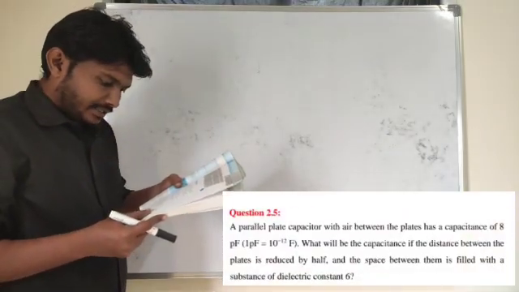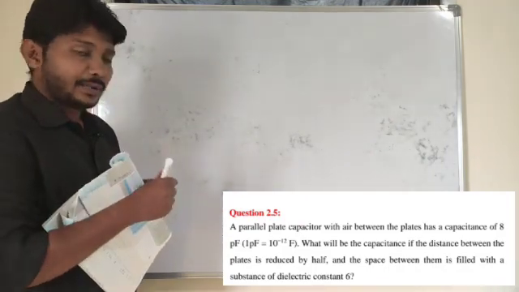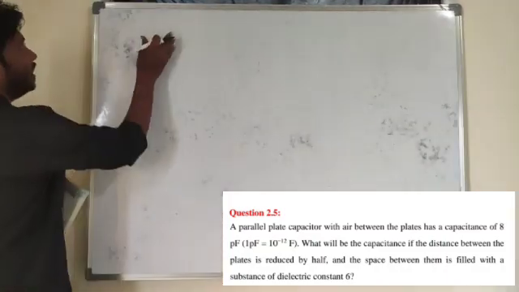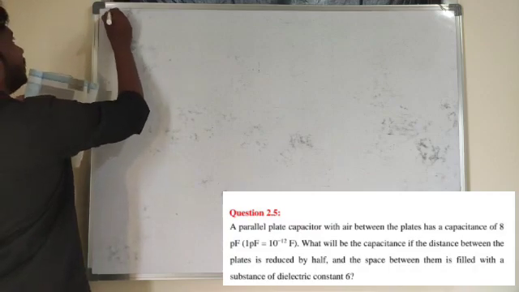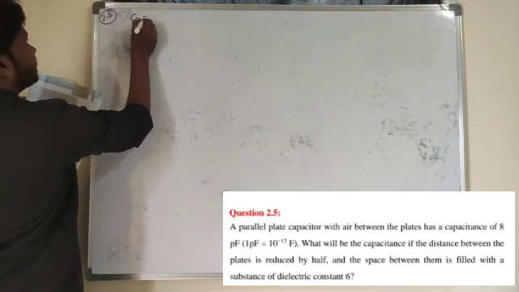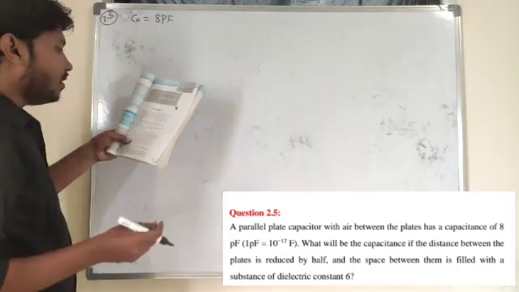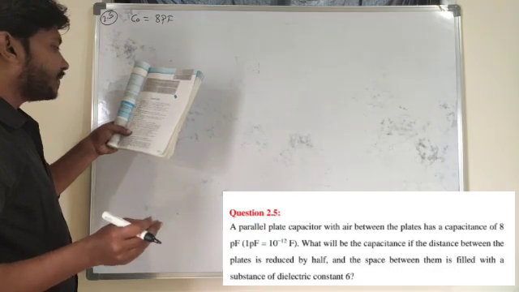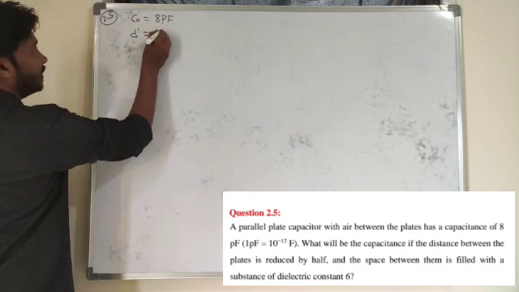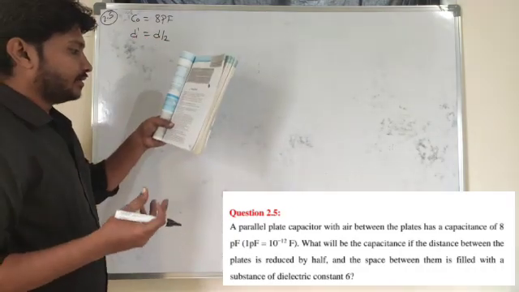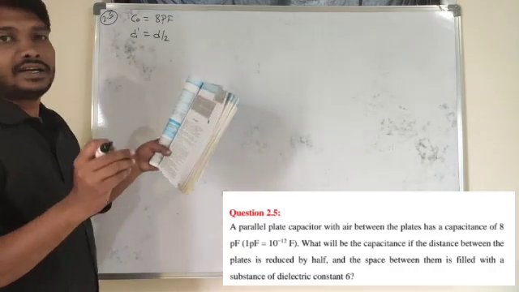A parallel plate capacitor with air between the plates has a capacitance of 8 picofarad. Pico means 10 to the power of minus 12 farad. For a parallel plate capacitor with air, acting as no dielectric, the C naught value is 8 picofarad. What will be the capacitance if the distance between the plates is reduced by half? So I am changing the distance here. The distance between the plates is reduced by half and the space between them is filled with a substance of dielectric constant 6.